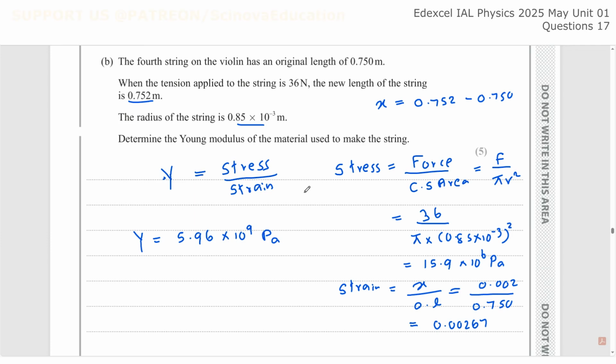Here you get 5 marks for this problem. 1 mark for calculating cross-sectional area, 1 mark for calculating stress, 1 mark for calculating strain, 1 mark for showing the steps of determining Young's modulus, writing stress over strain. You can use standard symbols, and then the final mark is for the final answer.